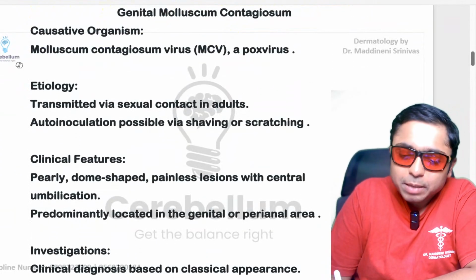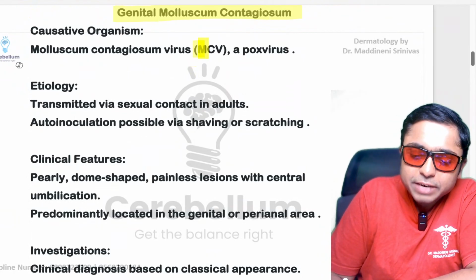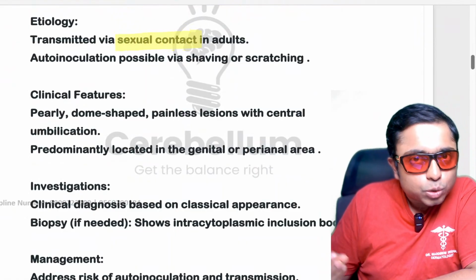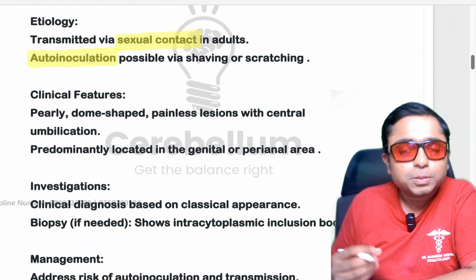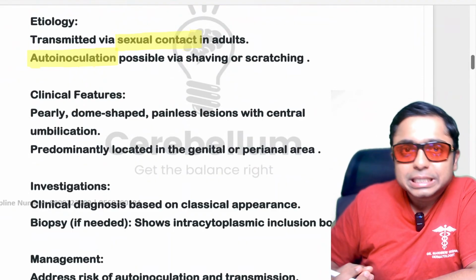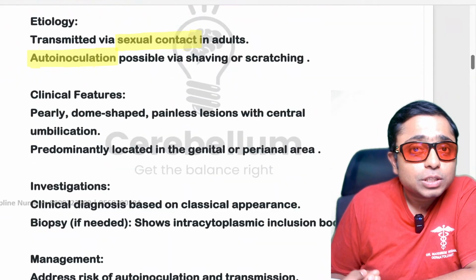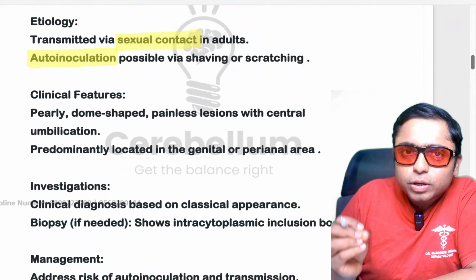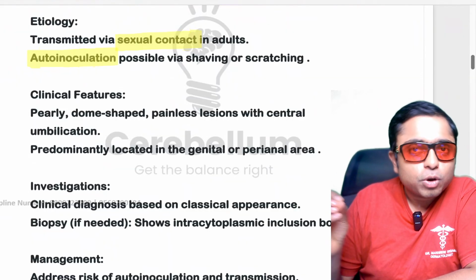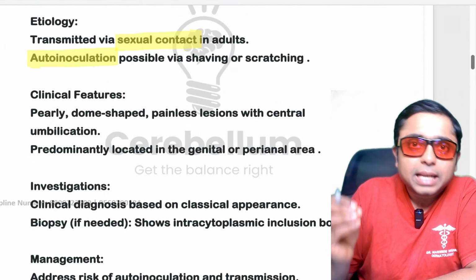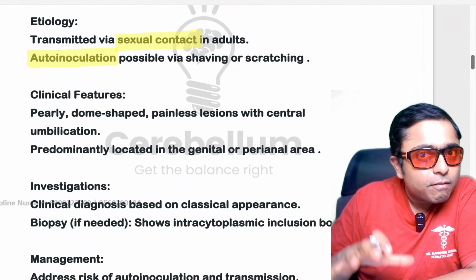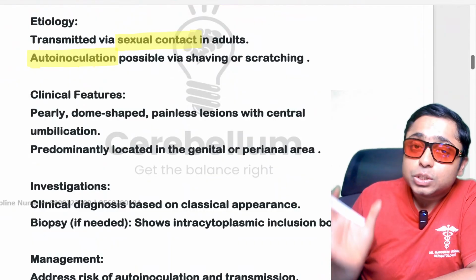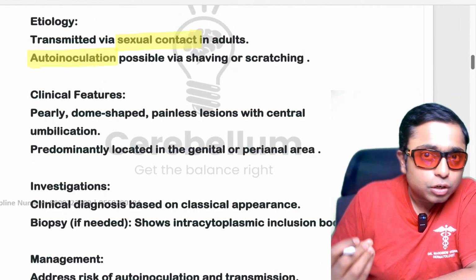Now coming to the genital molluscum contagiosum, it is caused by MCV, molluscum contagiosum virus, which is a pox virus, and it is transmitted in adults through the sexual route. And auto inoculation is possible, which is going to produce similar lesions along the lines of trauma, and this is what is called pseudo Koebner's phenomenon. Okay, so we have seen the true Koebner's isomorphic phenomenon. It is seen in psoriasis, lichen planus and vitiligo. So remember, in the viral infections, that is the viral warts and also molluscum contagiosum, we are going to see what is called pseudo Koebner's phenomenon due to the auto inoculation of the viral particles.